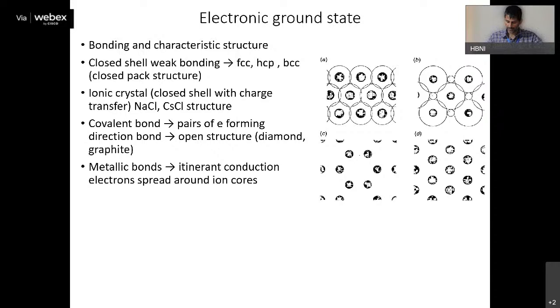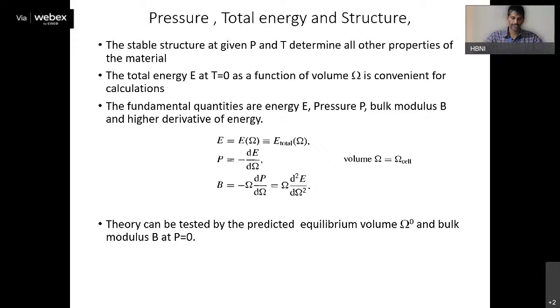And then let's see how we can find out this electronic structure, or basically the total energy of the system using quantum mechanics. Before going to this, as I already mentioned, the stability of this structure at a given pressure and temperature determines almost all other properties of the material. And if you can compute the total energy at, let's say, T equal to zero as a function of volume, it is easier to compute this total energy.